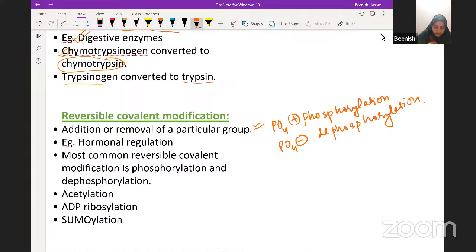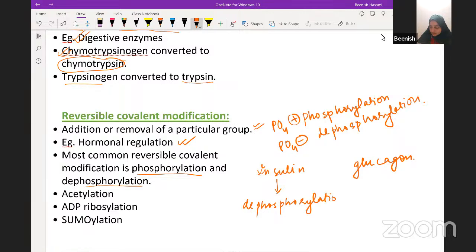Your hormonal regulation brings about this type of reversible covalent modification. The most common reversible covalent modification is phosphorylation and dephosphorylation, that is, addition or removal of a phosphate group. And this is brought about by hormonal regulation, that is, your insulin and glucagon. I've already told you all this, I'm sure you remember. Insulin was involved in dephosphorylation of enzymes, and glucagon was involved in phosphorylation.